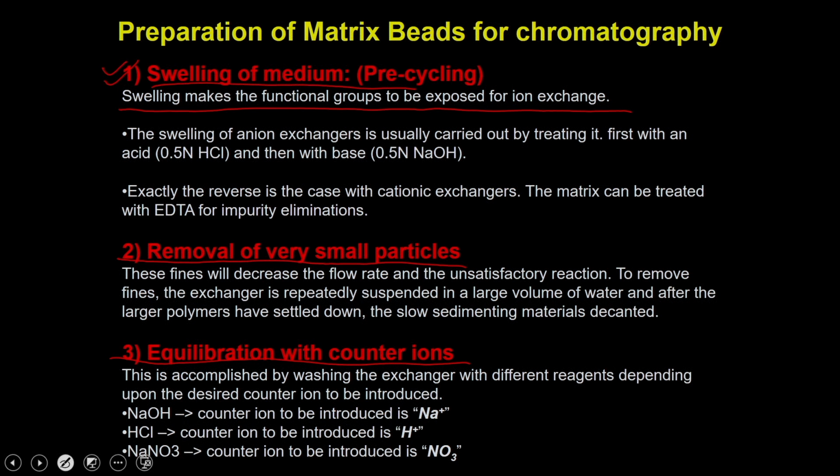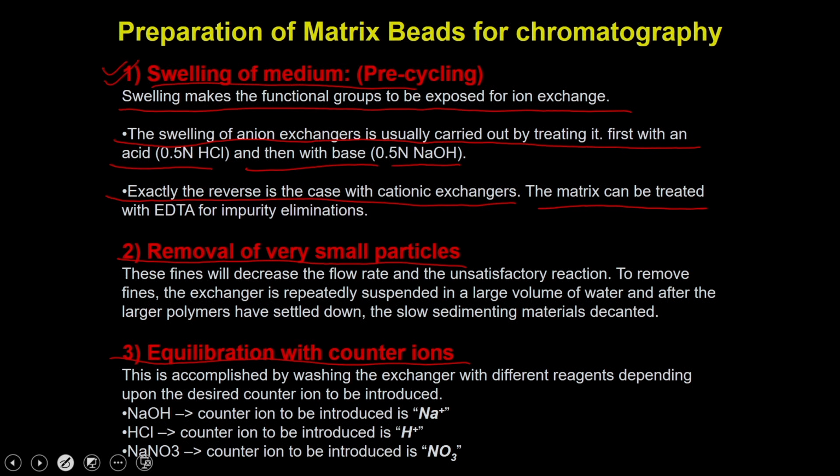The swelling protocol or the swelling process is different, whether it is the anion exchange chromatography or the cation exchange chromatography. For the anion exchange chromatography, it is usually carried out by treating it with a very mild acid, for example, 0.5 normal HCl, and then with 0.5 normal NaOH. So, with this treatment, the functional groups which are present on the medium are going to be exposed, and they are ready for the exchange process. Exactly the reverse is done with the cation exchangers.